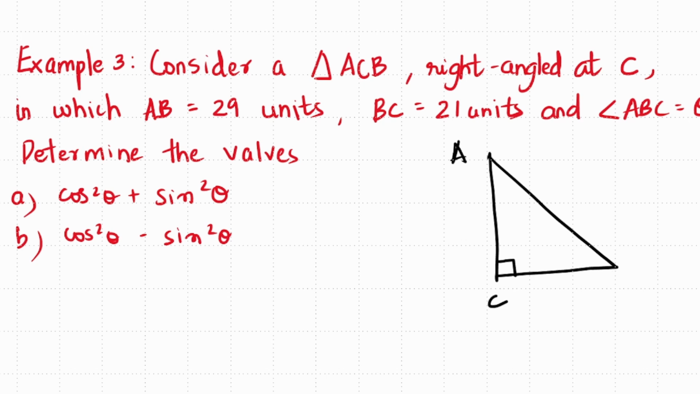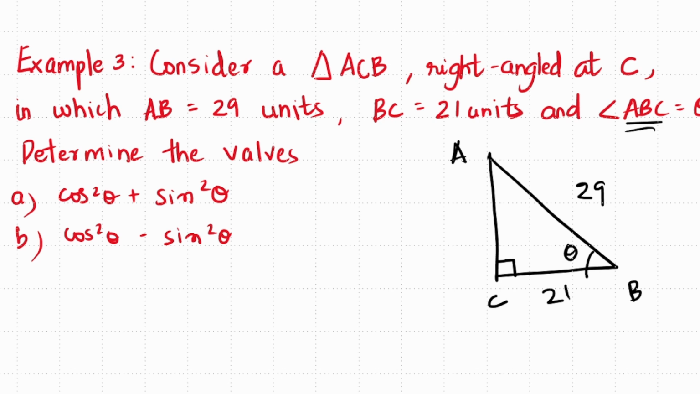Right, put A over here. It is a right angle at C, and AB is given as 29 units. Here the value is given, right? 29. BC is 21. And angle ABC equals theta. So ABC means angle B is equal to theta.